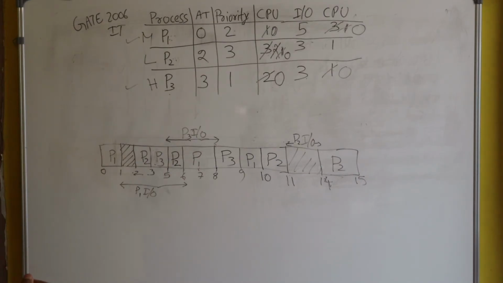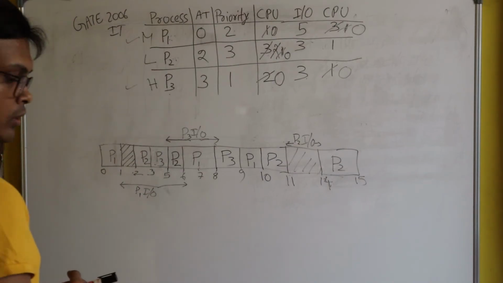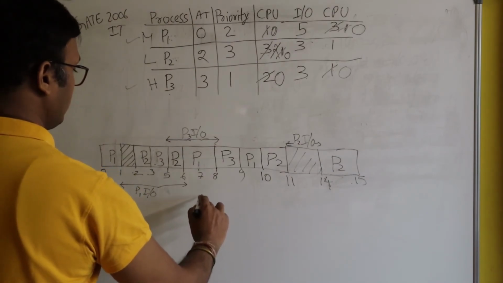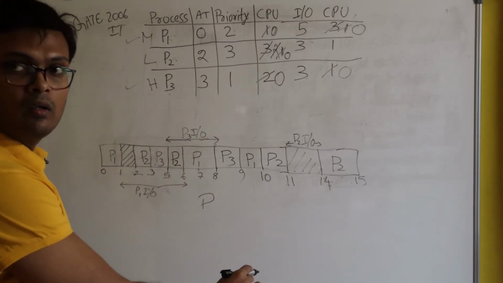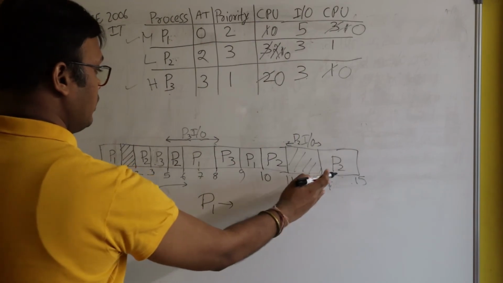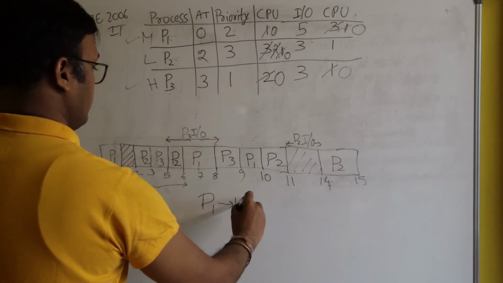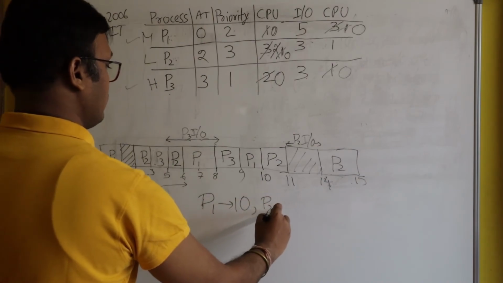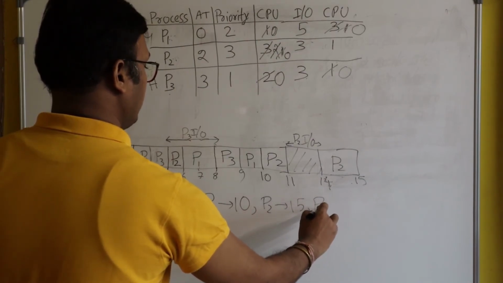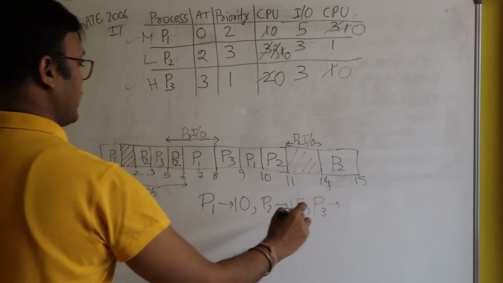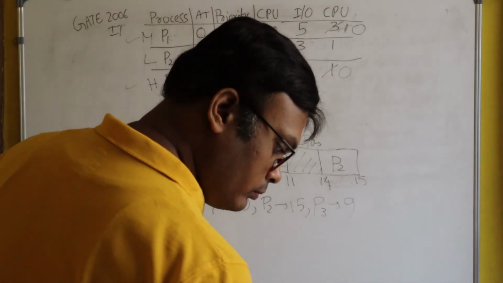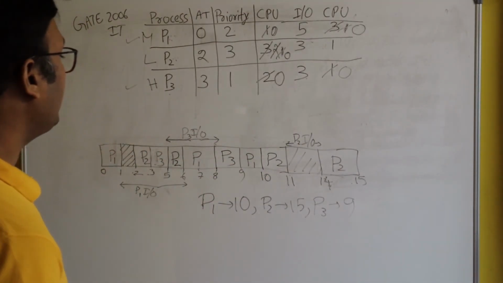Now let's calculate the completion time of all the processes. P2 completed on 15 seconds. The completion time of P1 is 10 seconds. The completion time of P2 is 15 seconds, and the completion time of P3 is 9 seconds. So 10, 15 and 9 are the answers.